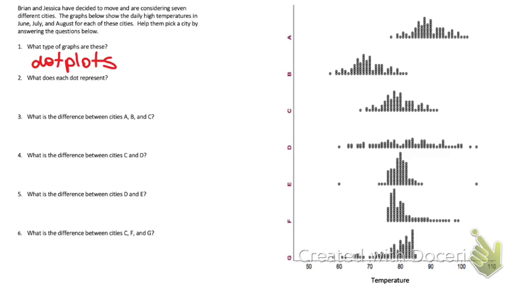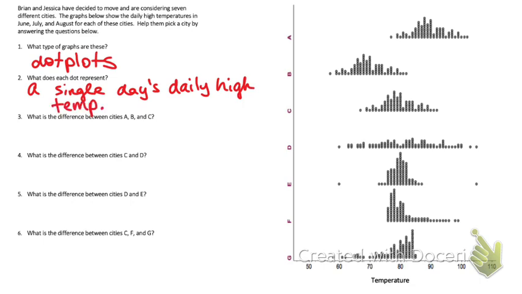All right. So I told you guys that these are the graphs of daily high temperatures in 7 different cities. So what does each individual dot represent? A city. Nope. A day. A temperature. A single day's daily high temperature. Okay? Each dot represents a single day's daily high temperature. Great.